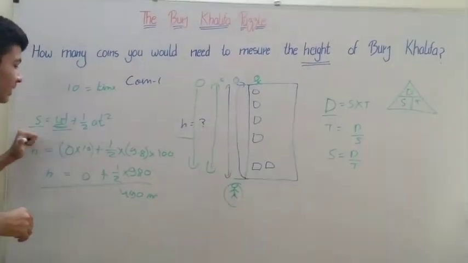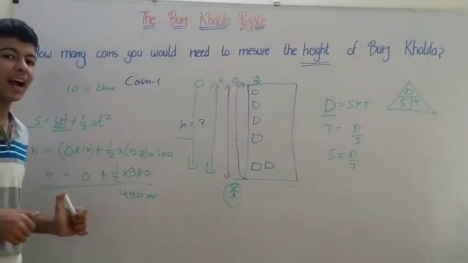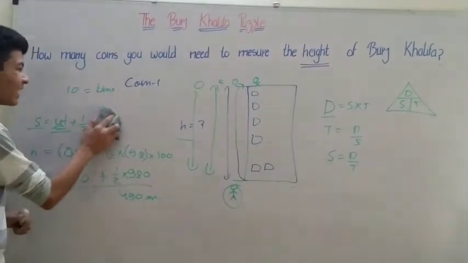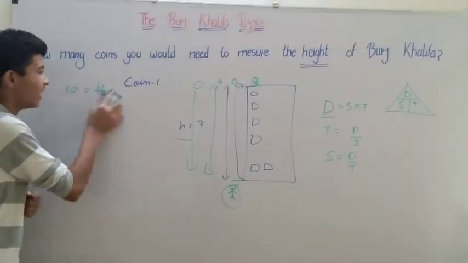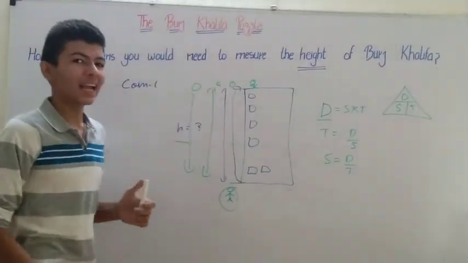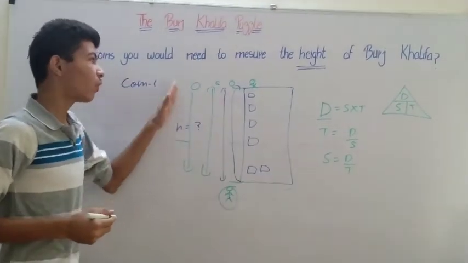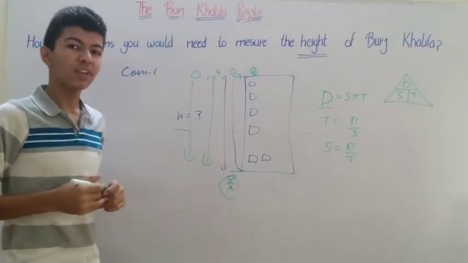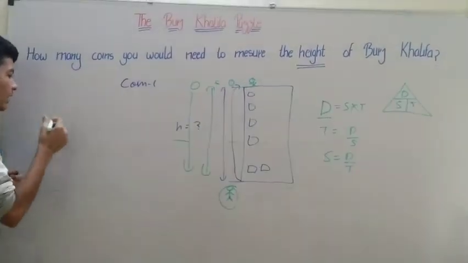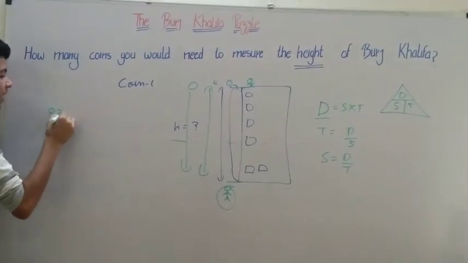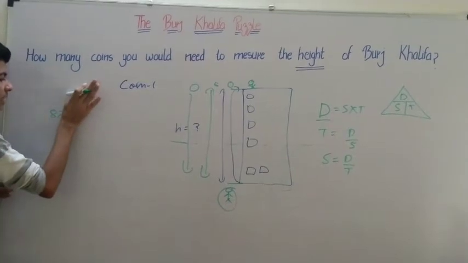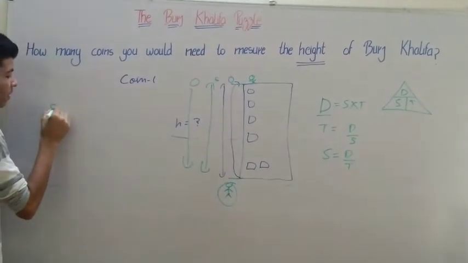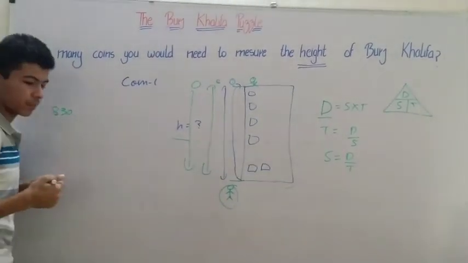But this is only an example. The actual height of the Burj Khalifa is 829.8 meters. So let's consider how much time a coin would require to fall from there. The distance given is 829.8. Let's simplify it to 830.